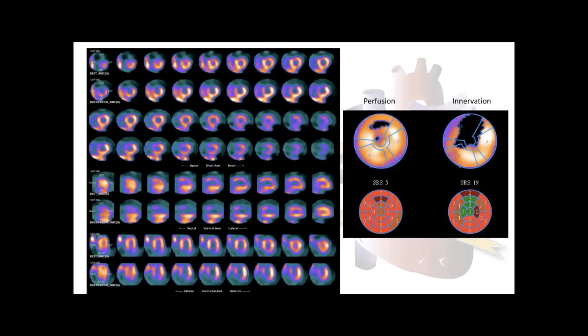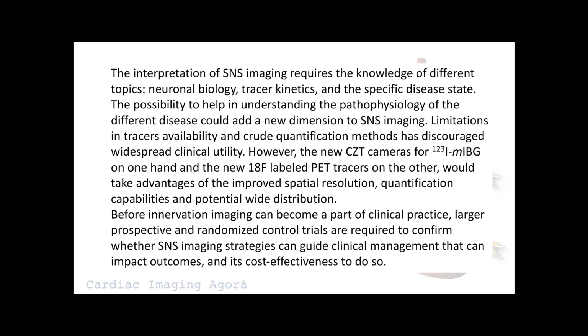So the use of MIBG could be of help in a dedicated subset of patients in order to detect the correlation with arrhythmias, if medical treatment should be a little bit different, or if you need to think of other things. So the interpretation of adrenergic nervous system images with MIBG requires the knowledge of different topics: neuronal biology, tracer kinetics, specific disease state. The possibility to help in understanding the pathophysiology of the different diseases could add a new dimension to this kind of imaging. There are a lot of limitations in tracer variabilities, in quantification methods that up to now discourage the clinical utility of this tracer.